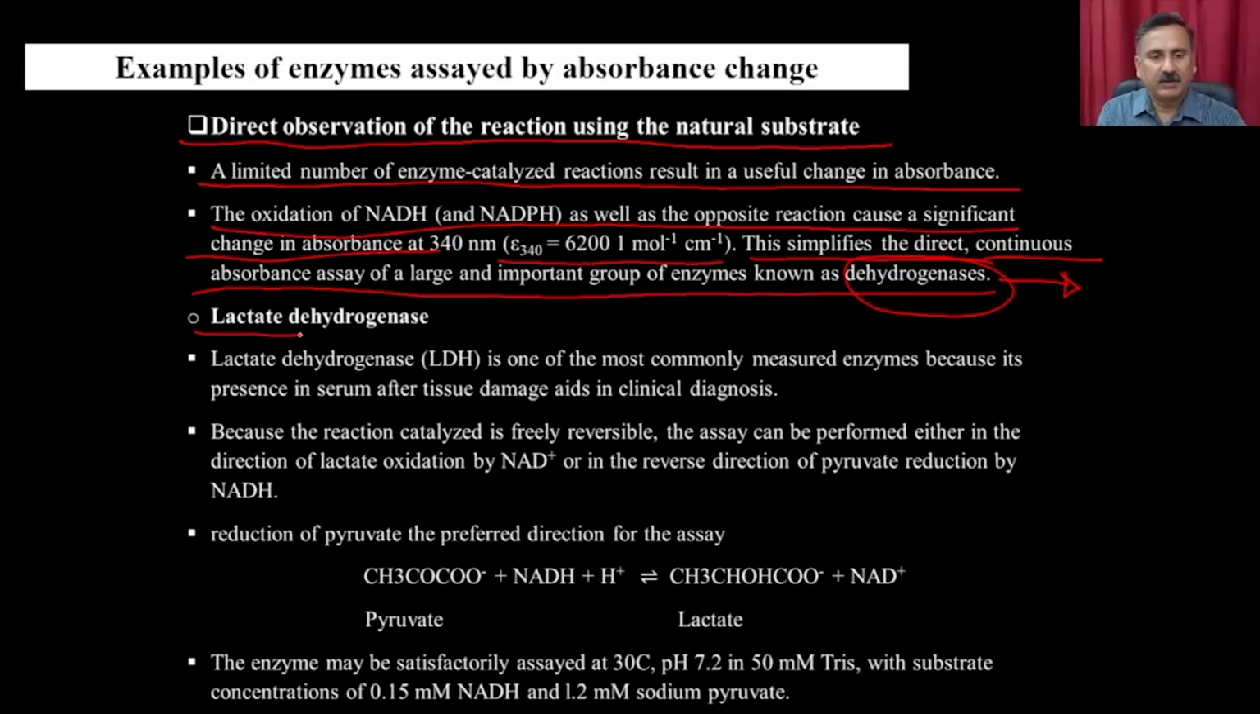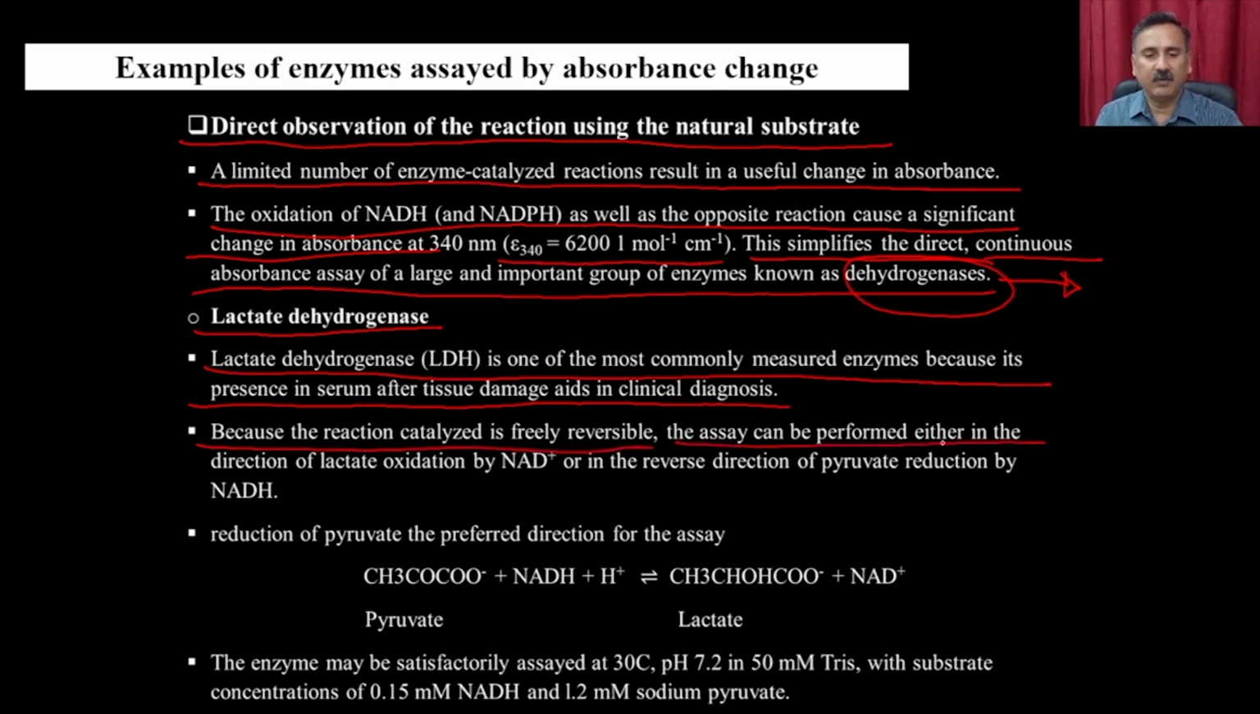For example, you can measure lactate dehydrogenase. Lactate dehydrogenase is one of the most commonly measured enzymes, because its presence in the serum after tissue damage aids in clinical diagnosis. Because the reaction catalyzed is freely reversible, the assay can be performed either in the direction of lactate oxidation by NAD plus, or in the reverse direction by pyruvate reduction by NADH. Reduction of pyruvate is the preferred direction for the assay.